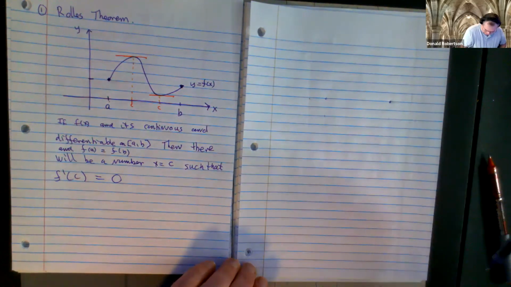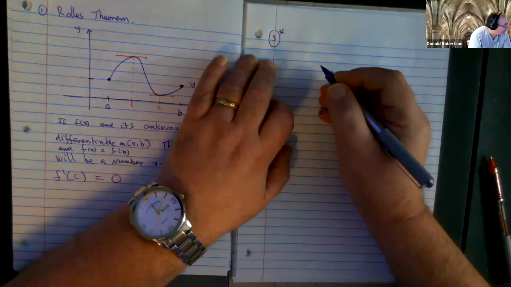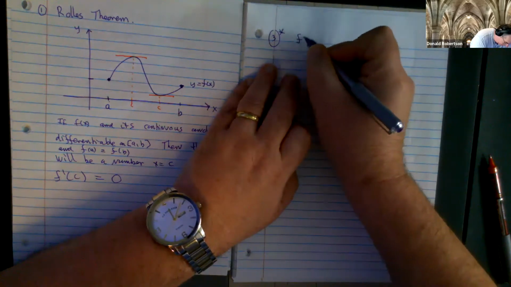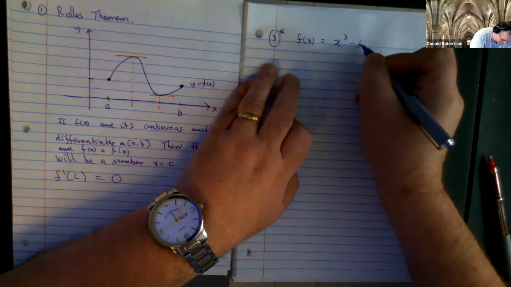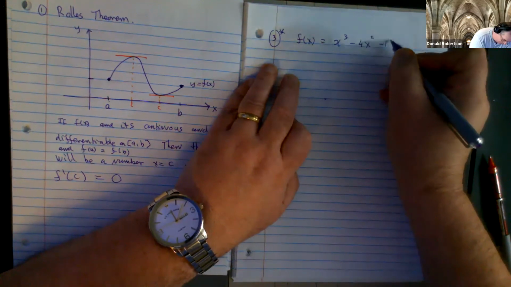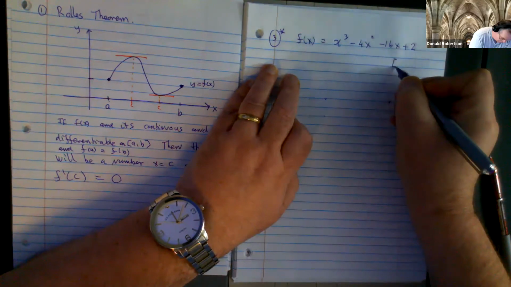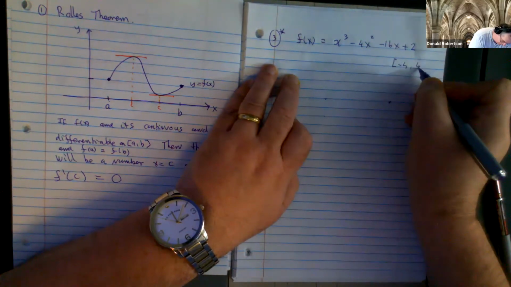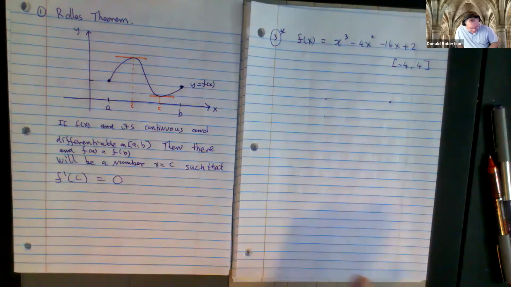Here we go. It is a version of question 3. And the function is x cubed, take away 4x squared, take away 16x plus 2, and the interval is from -4 to 4.